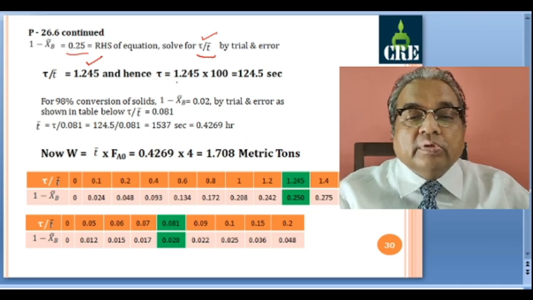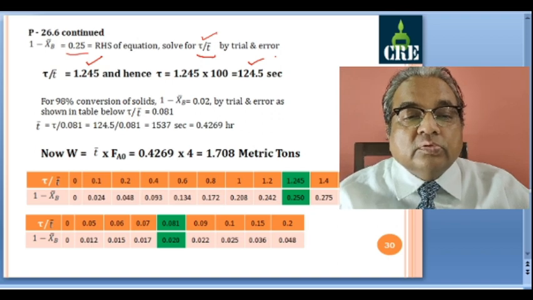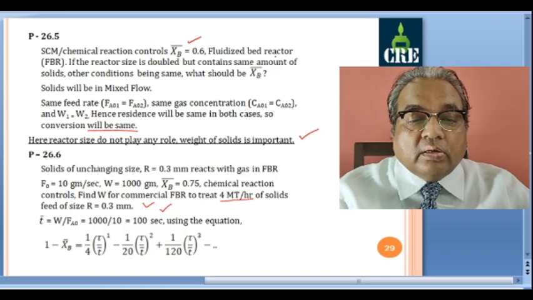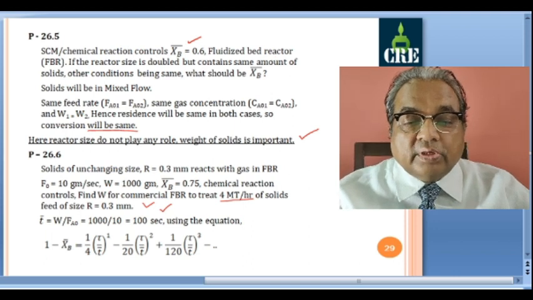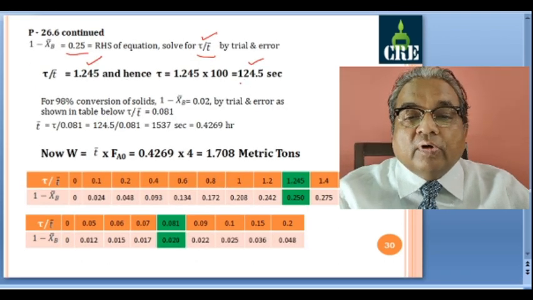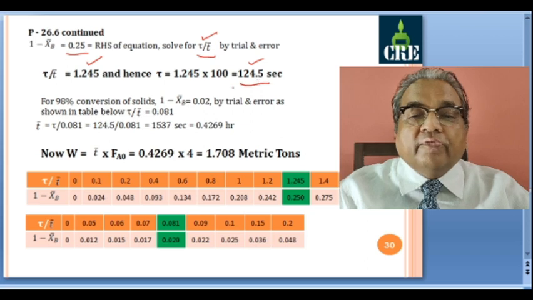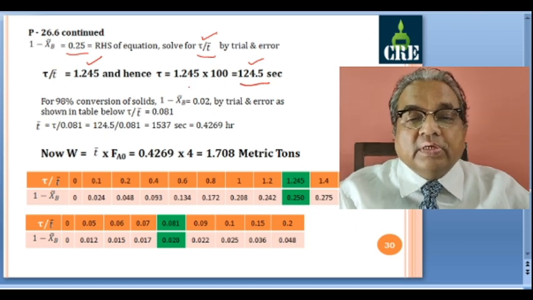and so tau will be equal to 1.245 multiplied by 100, that is 124.5 seconds. So the tau value I get here. We know T bar is 100, and that value I am using is from the experimental reactor. So tau required for complete conversion in this case is 124.5 seconds, whereas mean residence time is 100 seconds.